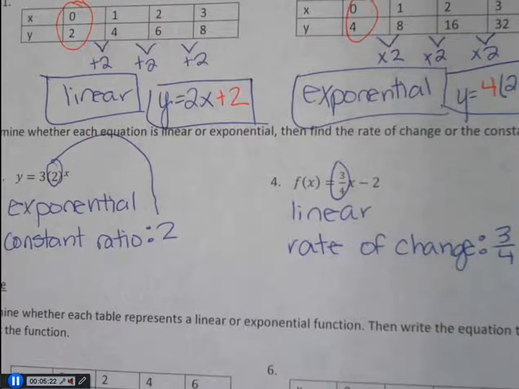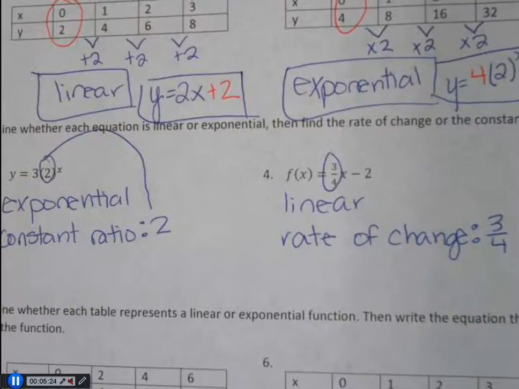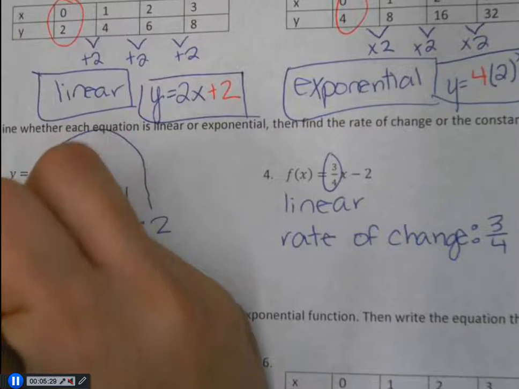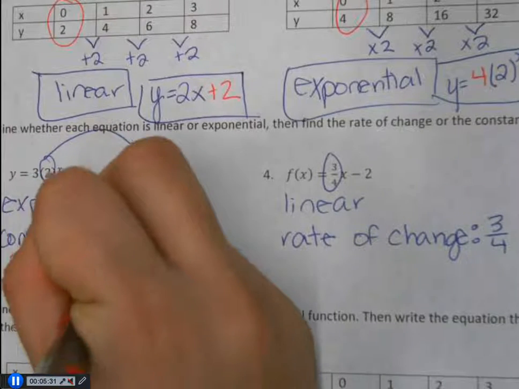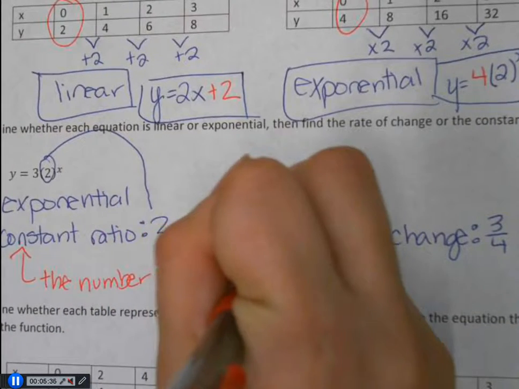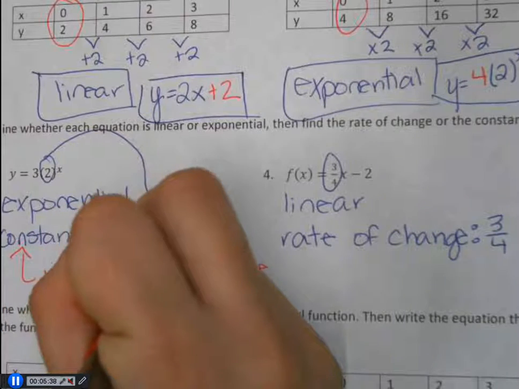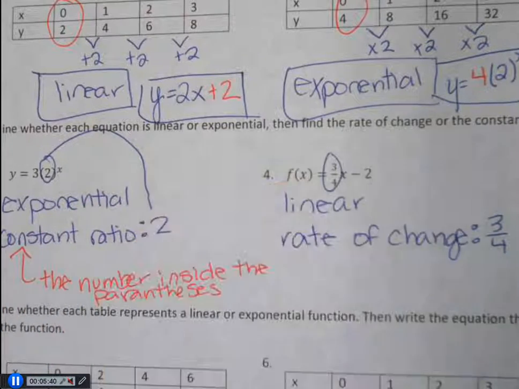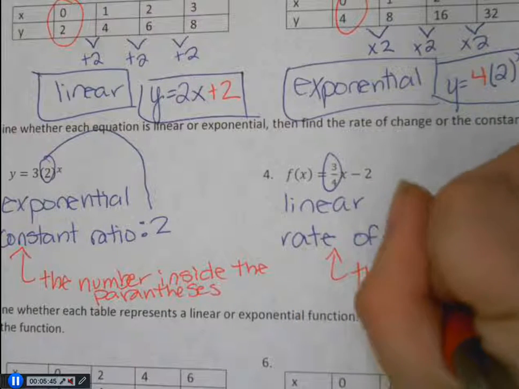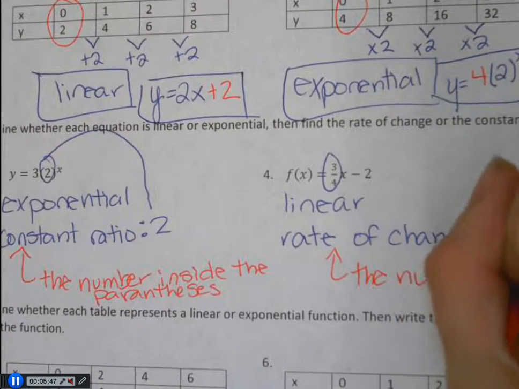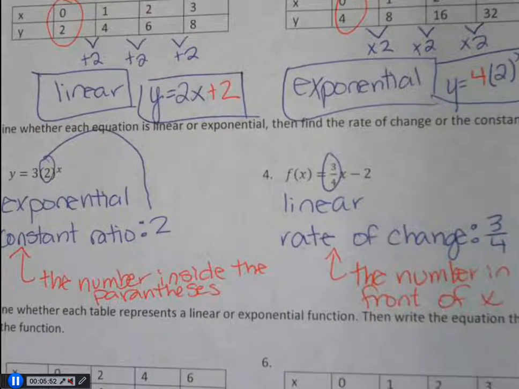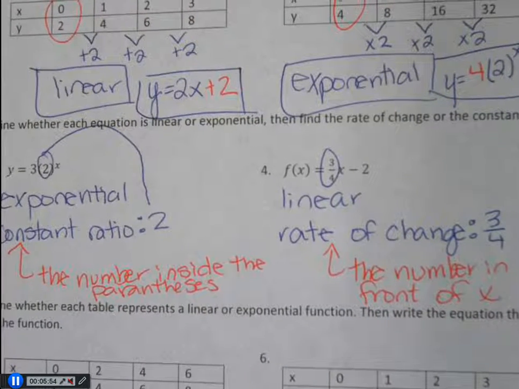Ooh, that's off this one. So this one is the number inside the parentheses. And the rate of change is the number in front of x. Are there any questions?